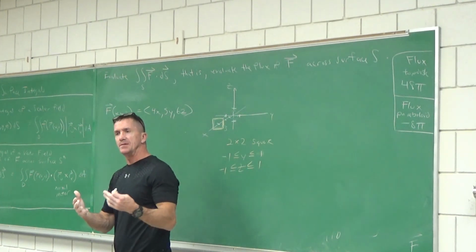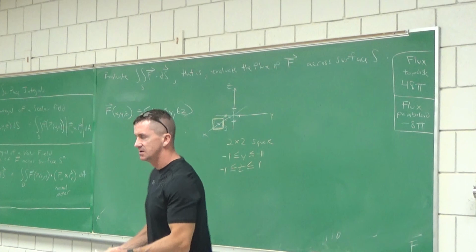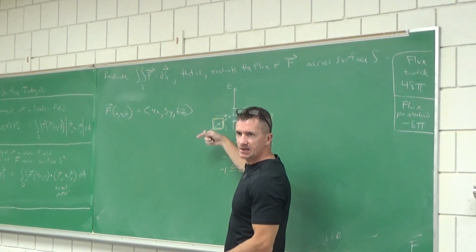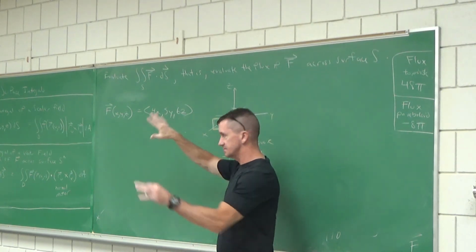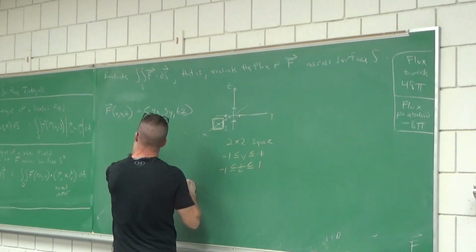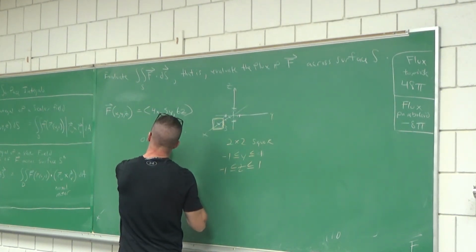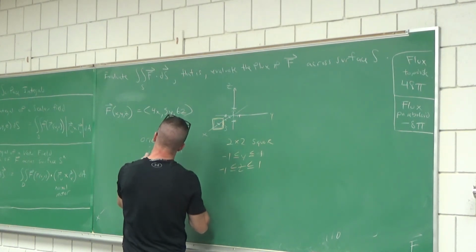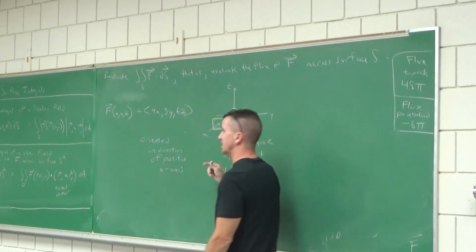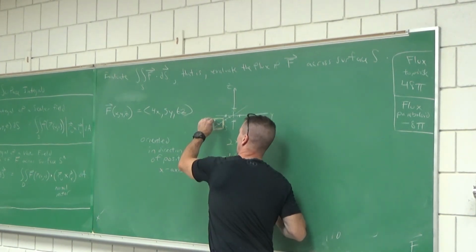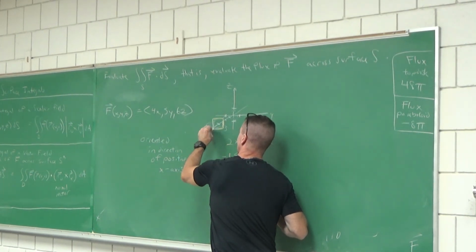But this is where I got to be very clear about the orientation. So how about oriented in the direction of the positive x-axis? And then you can find the flux across that S. Which way are they going? So let's put some arrows on here. Oh, they're going this way.